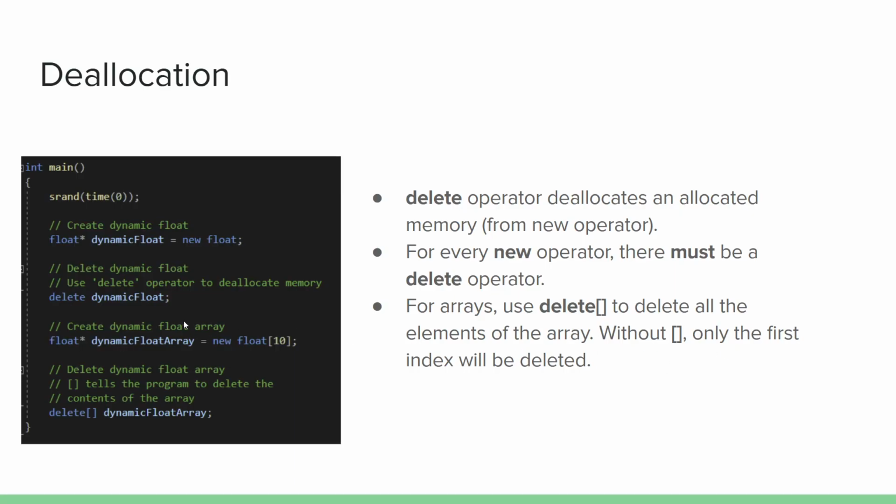So why only the first index? Remember, a pointer is pointing to one thing. It's an address in the heap, the address of the heap memory. If you just use delete and then the name of the pointer, you'll only be taking the very first one. With delete and the open and close brackets, it will delete all the memory that was used for that dynamic array. So very important.